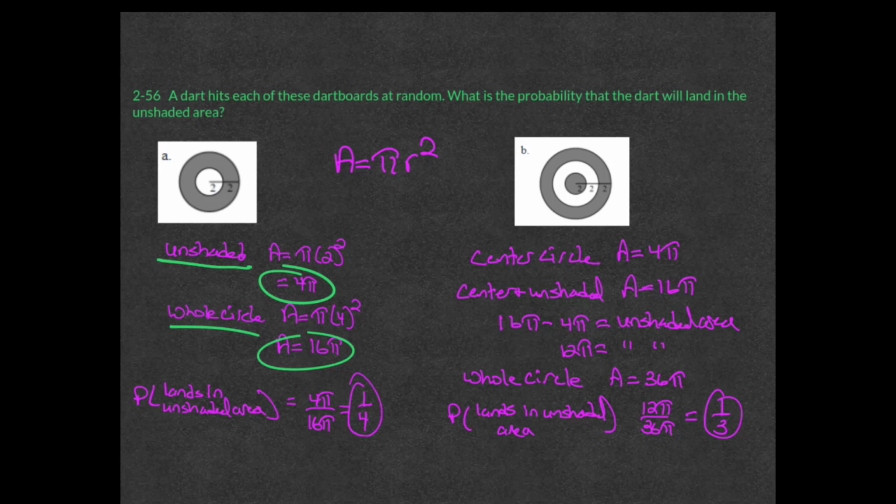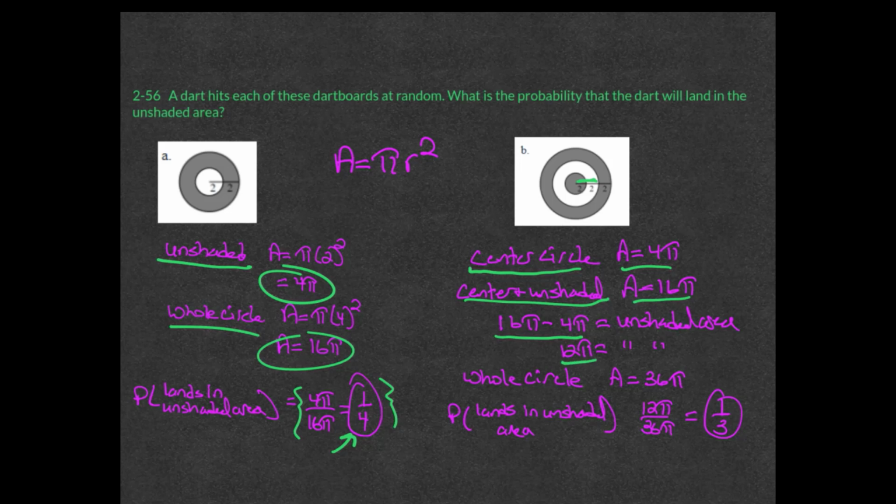I'm going to put 4 pi over 16 pi, which reduces to 1/4. So 1/4 is the probability that a dart will hit the unshaded area on that one. Now on the next one, I'm going to take the center of the circle, the radius is 2, so that means it's 4 pi. Then I'm going to take the center and unshaded, so basically from here to here. That gives me 16 pi, which is similar to the last circle. Then I'm subtracting 16 minus 4 because that little inside is shaded, and I want the unshaded area, so that's 12 pi.